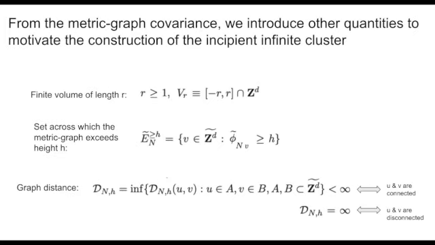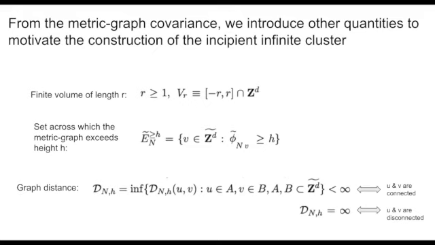And from the metric graph covariance, we can introduce other quantities to motivate the construction of the incipient infinite cluster. So for one, we'll need a finite volume of length r, which is to say we can fix some r greater than or equal to 1, and we're going to look at v of r, which is the intersection of the compact interval with Z^d. And we can also set heights which the metric graph has to exceed, some height h, which is given by the following set.